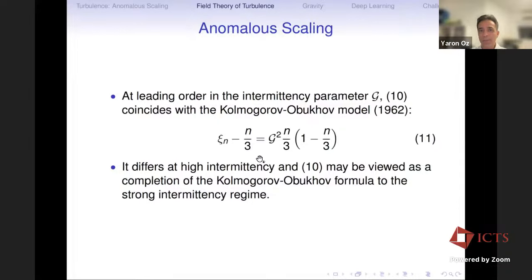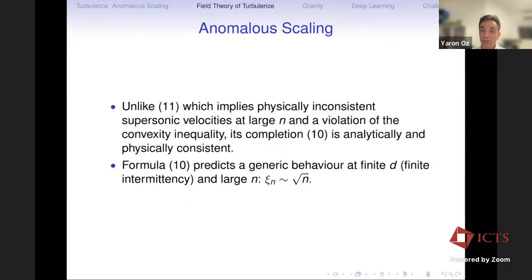which is called the Kolmogorov-Obukhov formula. If you see, it looks pretty similar to what I said, except that here these are not psi n's, these are n's. This formula is actually the leading order in the expansion of the formula that I was giving for small intermittency. This one is inconsistent in the sense that it suffers all kinds of mathematical problems, and as you can see, at large n it doesn't really work. But it is an approximation at small intermittency of the formula that I was giving.